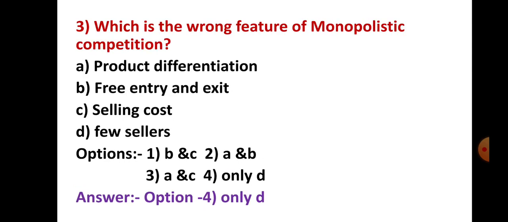Now let us see the next example, which is the wrong feature of monopolistic competition, and 4 options they have given: A, B, C, D. A, product differentiation; B, free entry and exit of the firm; C, selling costs; and D, few sellers. Product differentiation, free entry and exit of the firm, selling costs are the correct features of monopolistic competition. But few sellers is a wrong feature of monopolistic competition, that is a feature of the oligopoly market. You have to choose any one option, that is your answer, and here the answer is option number 4, only D.